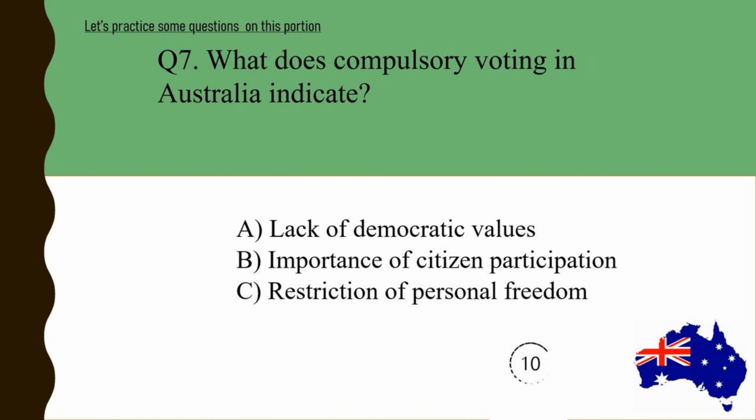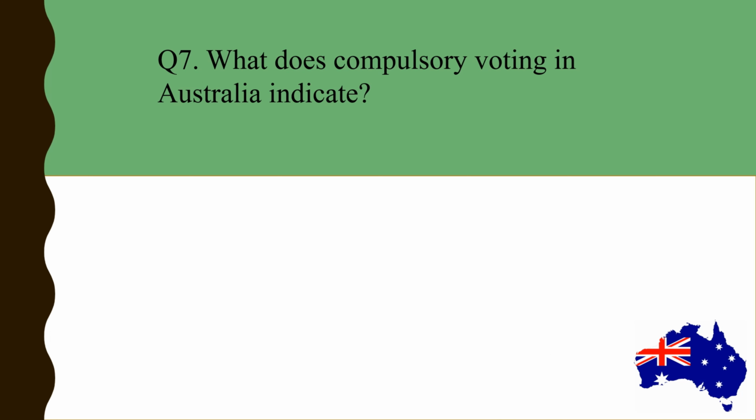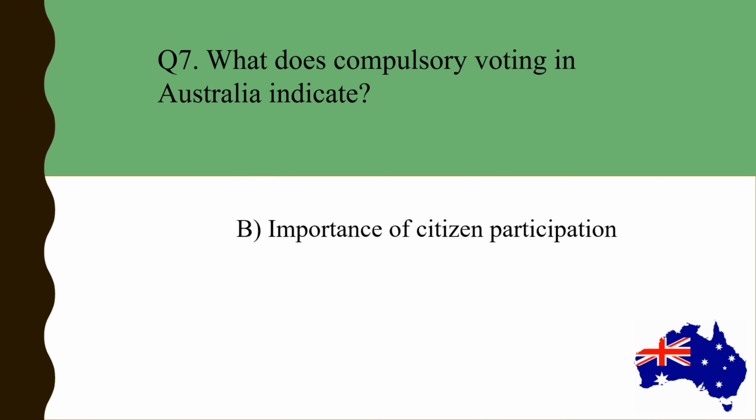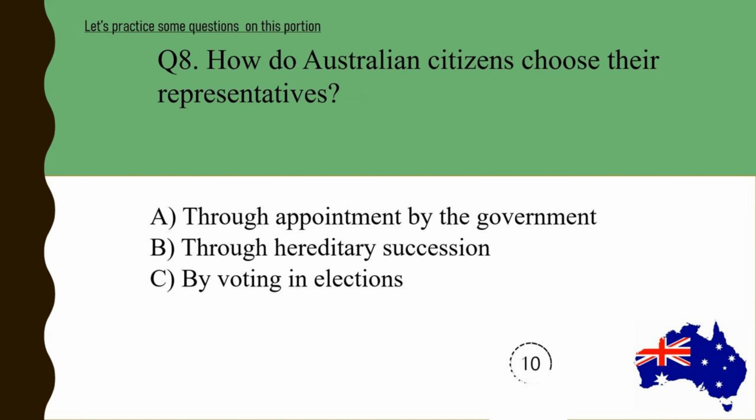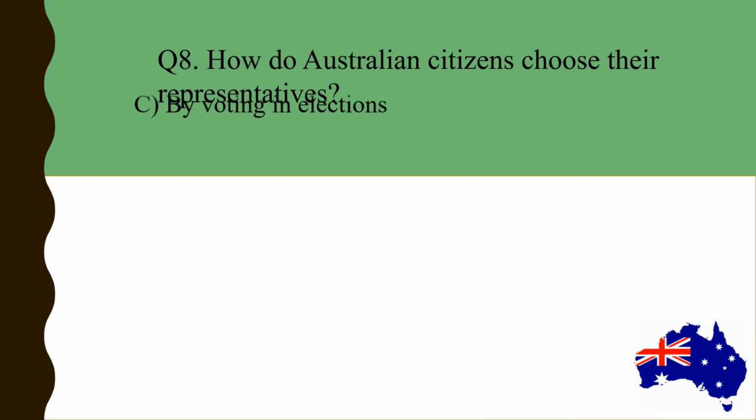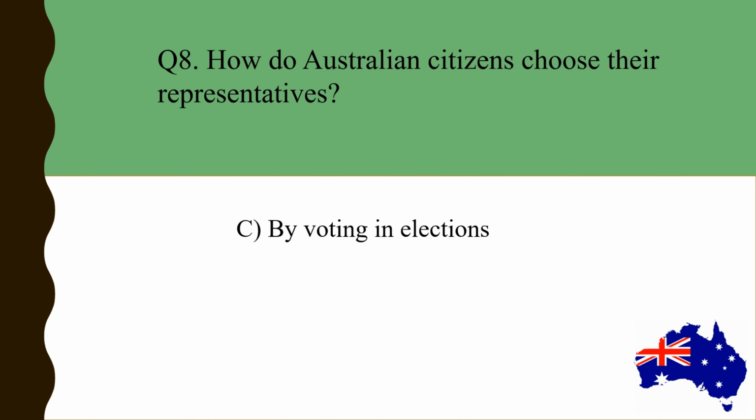Question 7. What does compulsory voting in Australia indicate? The answer is B. Importance of citizen participation. Question 8. How do Australian citizens choose their representatives? The answer is by voting in elections.